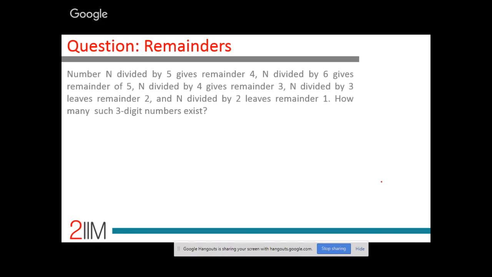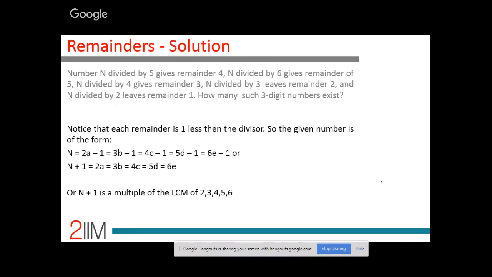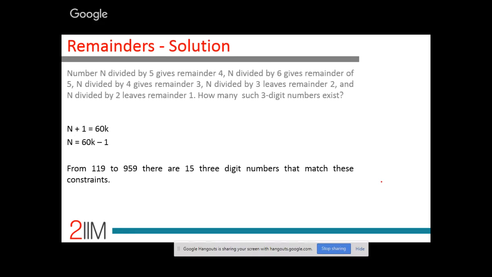So the funda here: instead of thinking of it as 4, think of it as minus 1. A remainder of 4 on division by 5 is just minus 1 on division by 5. So this number is of the form 2a minus 1, 3b minus 1, 4c minus 1, 5d minus 1, and 6e minus 1. Or n plus 1 is a multiple of 2, 3, 4, 5, and 6. Or n plus 1 is a multiple of the LCM of 2, 3, 4, 5, and 6. The LCM of 2, 3, 4, 5, and 6 is 60. So n plus 1 is a multiple of 60, or the number we are looking at will be of the form 60k minus 1.